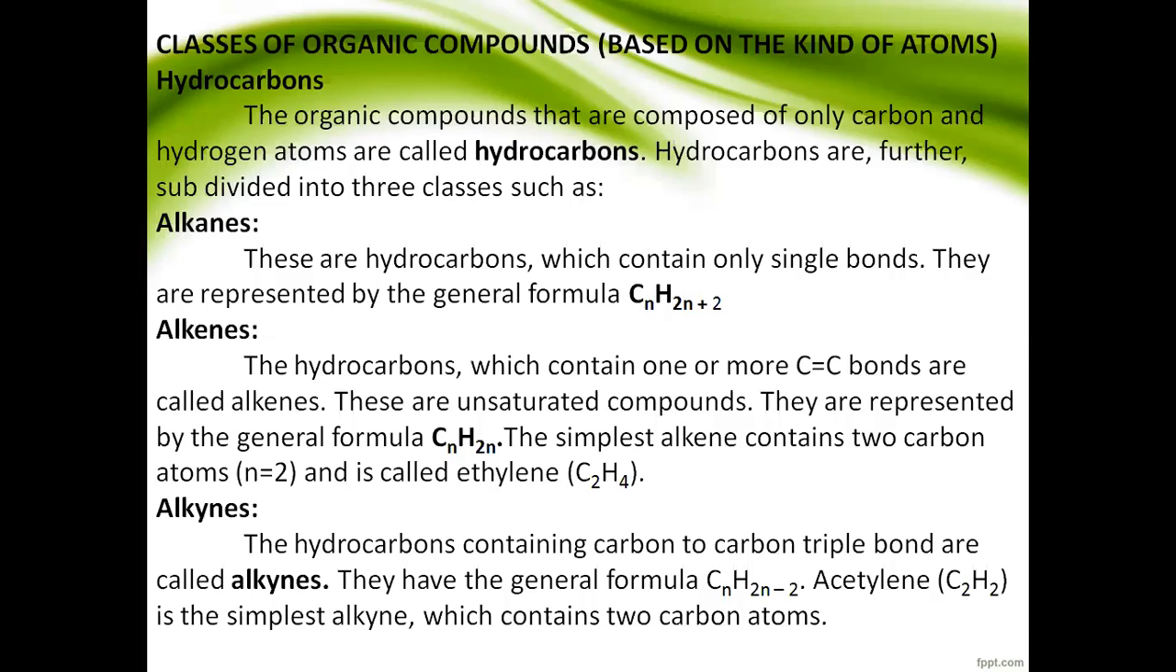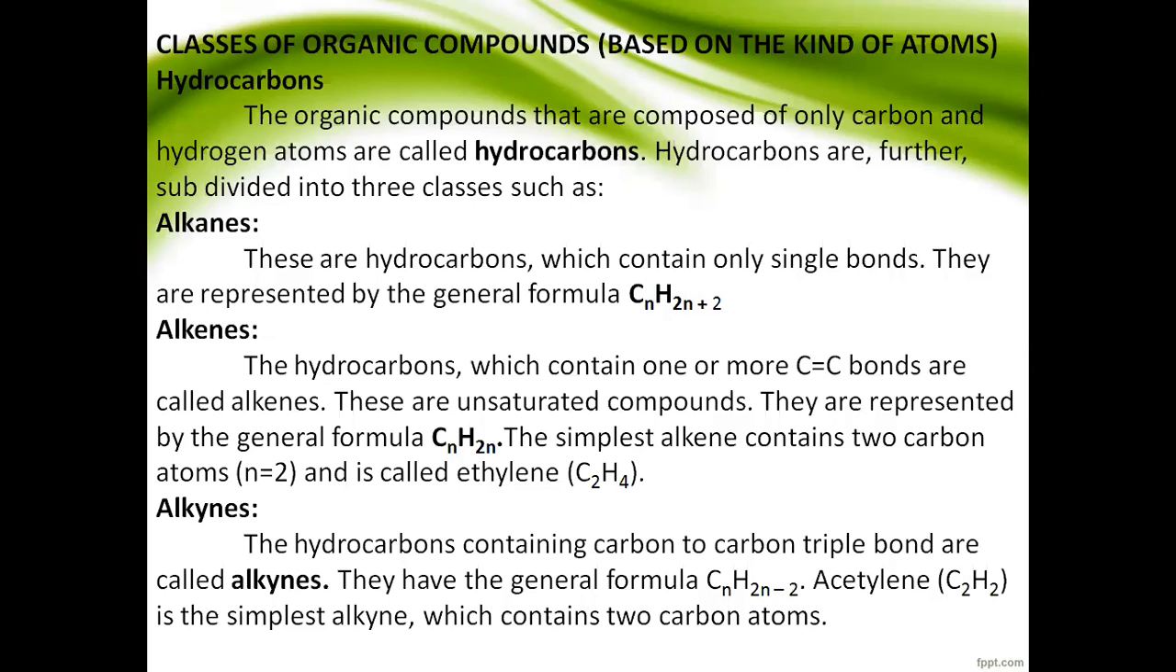So with only carbon and hydrogen atoms, these are the hydrocarbons. Hydrocarbons that have single bonds are called alkanes. The general formula is CnH2n+2. What are the examples of alkanes? Methane, ethane, propane, butane, pentane. These are the examples of the alkanes.